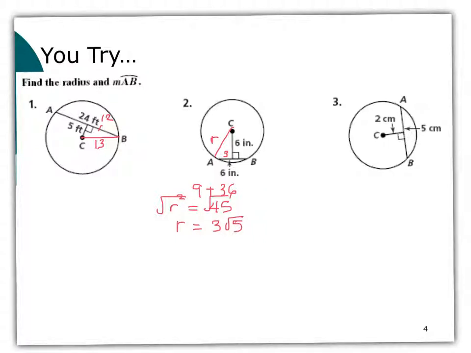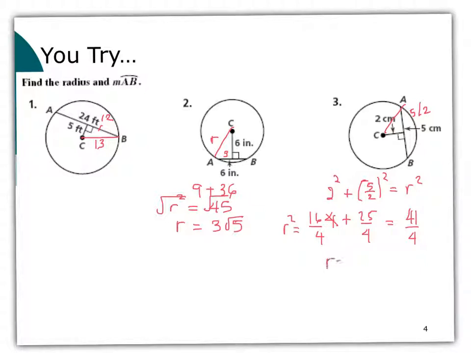On number 3, we draw the radius to the end of the chord, not necessarily the friendliest numbers, so this will be a 5 halves. So we have to do our Pythagorean theorem to find our radius, so we have 2 squared plus 5 halves squared will equal the radius squared. So we have 4 plus 25 fourths. So what that means is we need a common denominator. So this will be 16 fourths. That equals 41 fourths. That is our radius squared. So square rooting that gives you a radius of square root of 41 over 2.